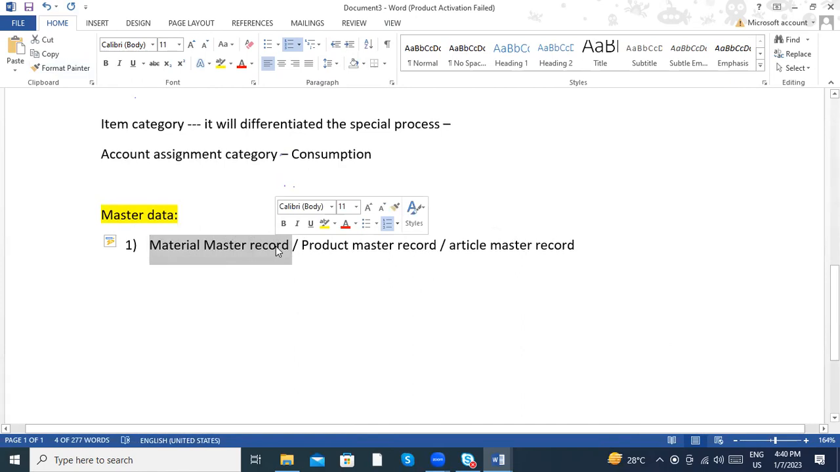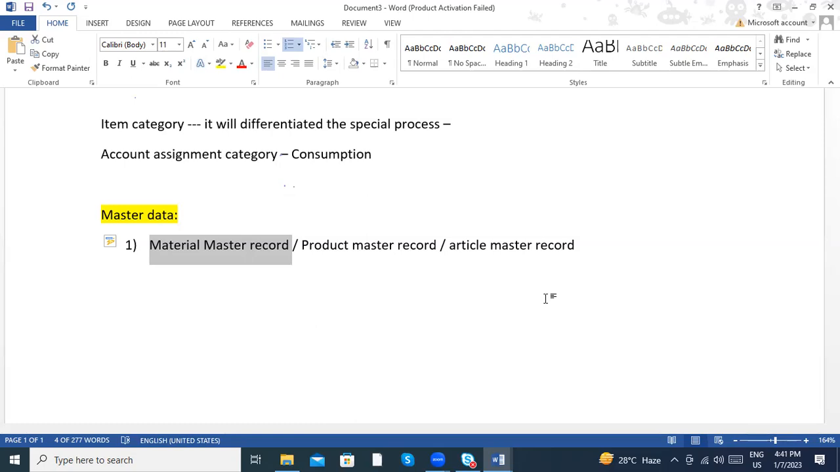So in the material master record, what will happen? When we introduce a new product, it might be bought from outside and sold to the customer, or it may be our own manufactured product. First, we need to check whether that product is already defined in the system or not. Suppose today I just started a sandwich.